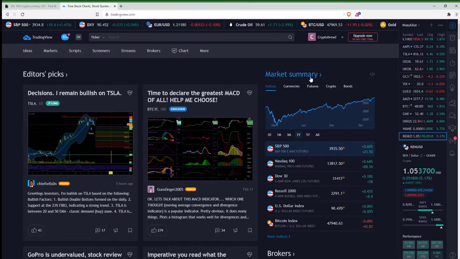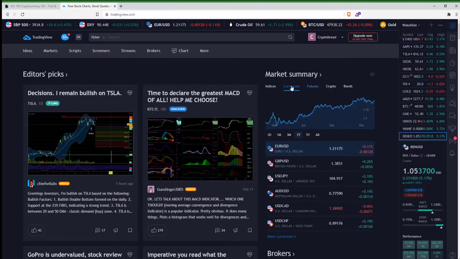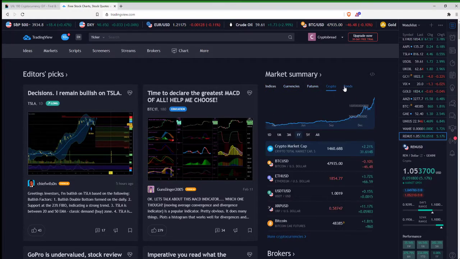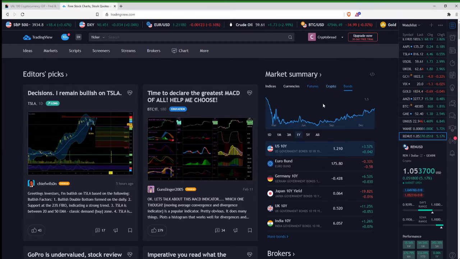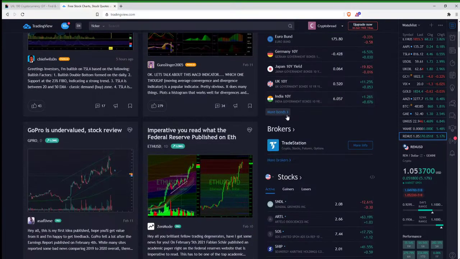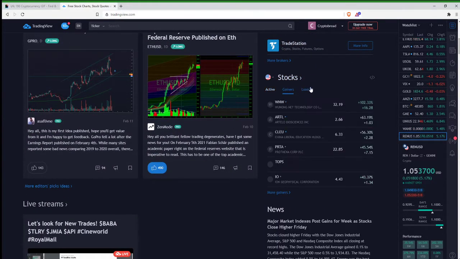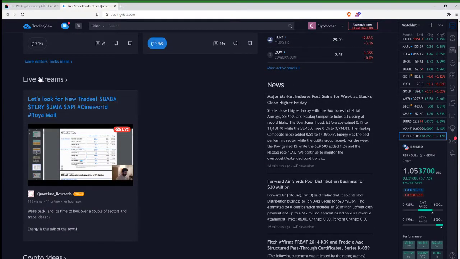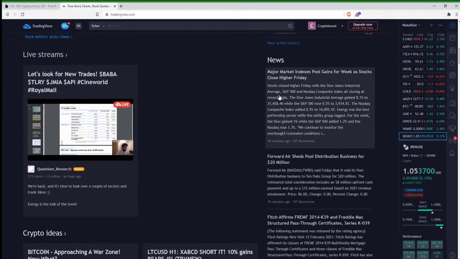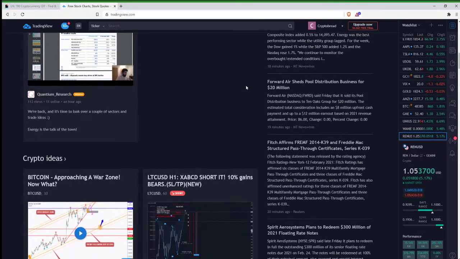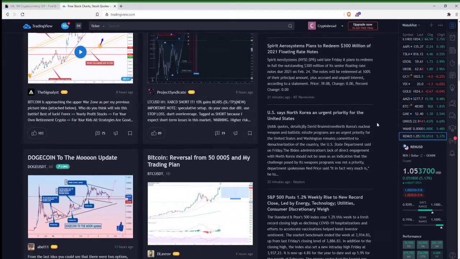As you can see, here's a market summary. You get different indexes, other fiat currencies, futures, crypto, and bonds, and the various time frames, of course. You can scroll down here. We can see some stocks, some gainers and losers. So here's the most gained, most lost, based on percentage. And also live streams, as well as news that is actually pushed to TradingView. So this is nice for keeping up with market trends and things of that nature. See what's going on in the world.